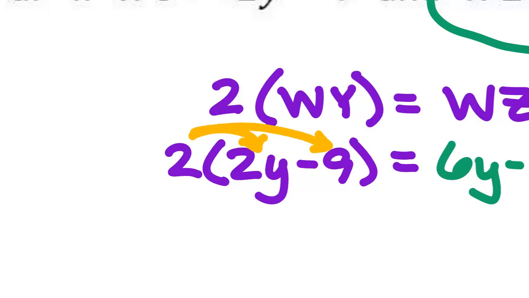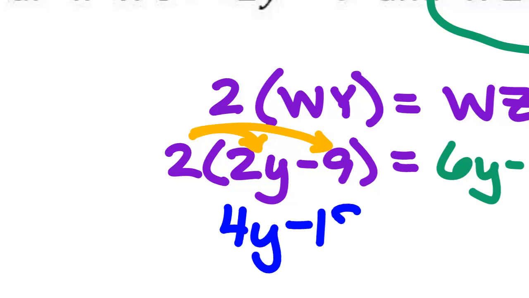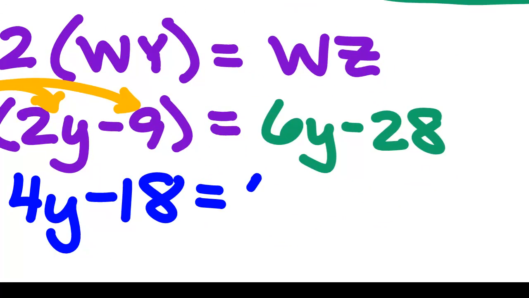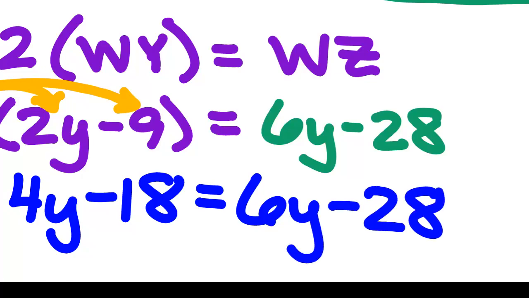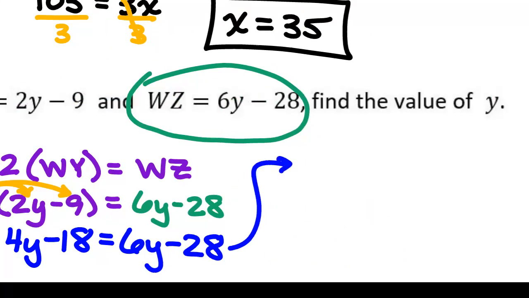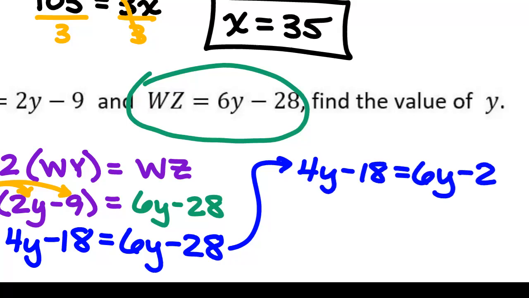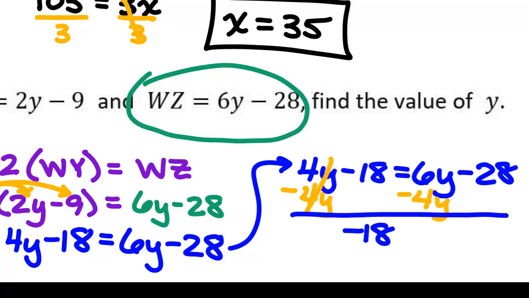Then we're going to take and distribute. So I would have 4y minus 18 equals 6y minus 28. Now I get my y's to the same side. So I'm going to subtract 4y from both sides. I get negative 18 is equal to 2y minus 28. Add 28 to both sides.